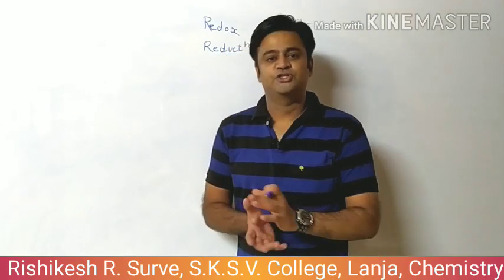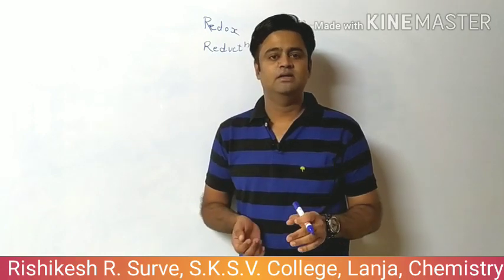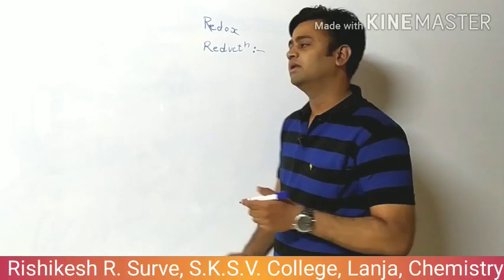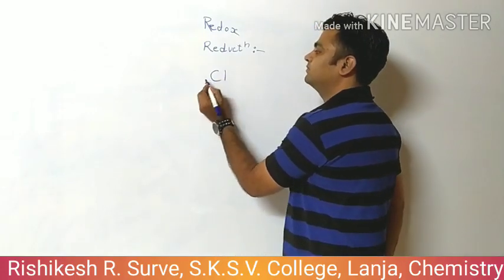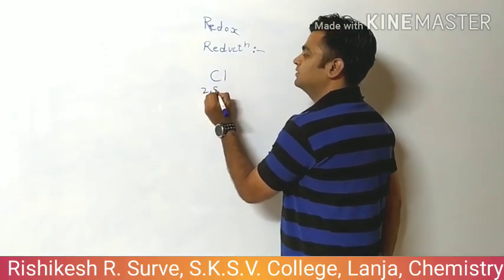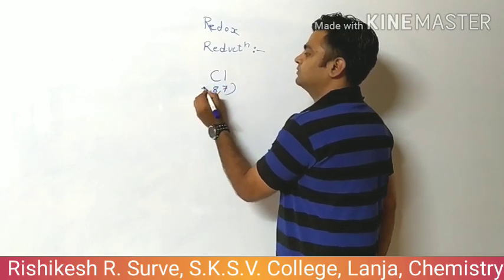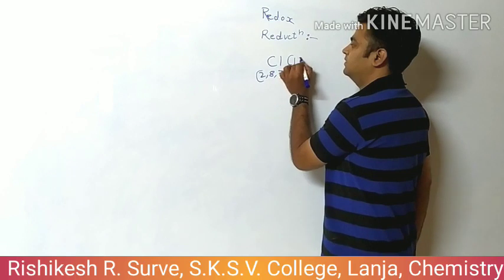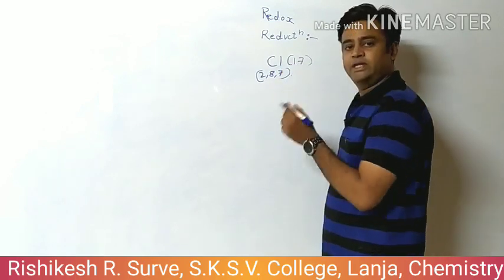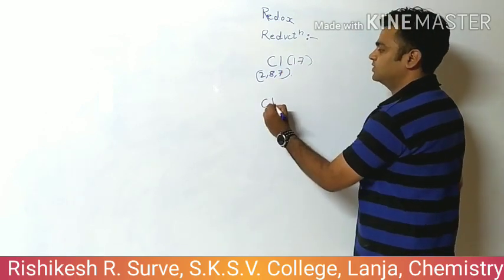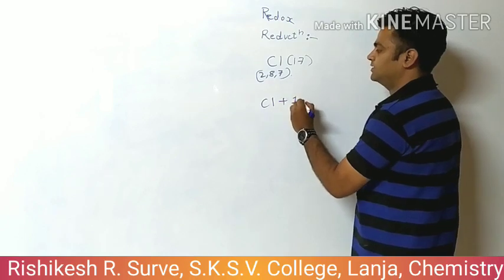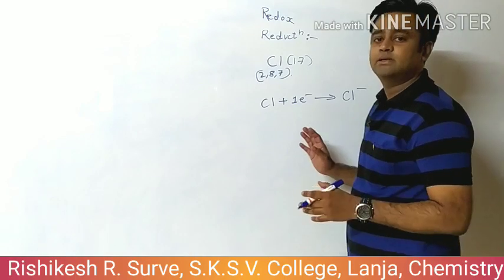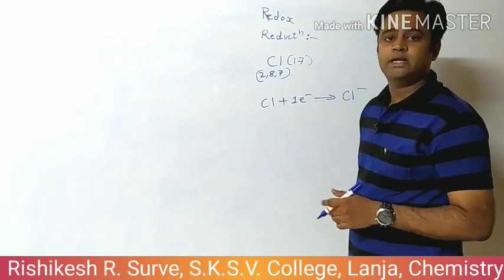First we will see reduction. What is reduction? It is nothing but the gain of electrons. For example, a chlorine atom, atomic number 17, has configuration 2,8,7. It requires one electron, and that's why this chlorine is going to accept one electron and becomes Cl minus. This process is reduction, that is gain of electron.